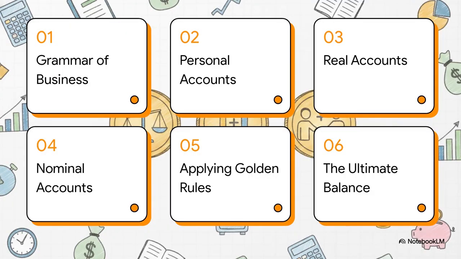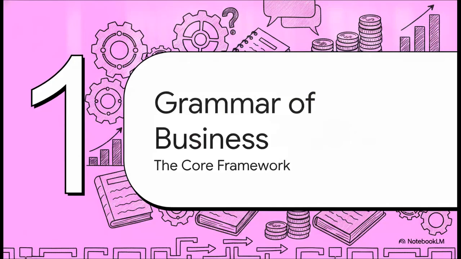So to cure that chaos, we're going to cover 6 key things today: the grammar of business, personal accounts, real accounts, nominal accounts, applying those golden rules, and finally, the ultimate balance. Starting right off with Section 1, the grammar of business and our core framework.